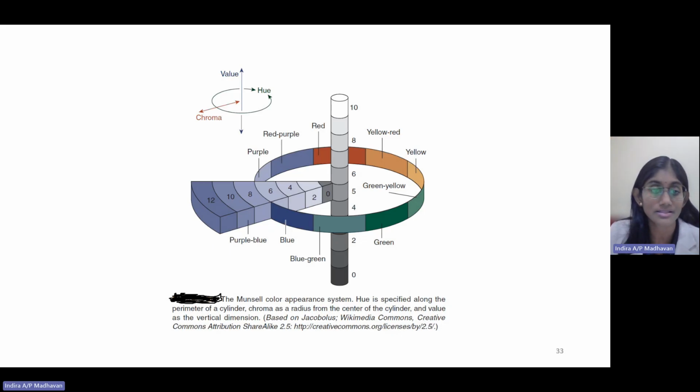The next one is the chroma. Chroma is the radius. How pure is the blue color? If it's 14, then it is the purest. If it's 0, it is not pure anymore, so less pure. And also the brightness: 10 means the most bright, and 0 is the black color, less bright. So this is how it looks. This is the foundation of it, and this is how it is built. So it comes like a color tree.